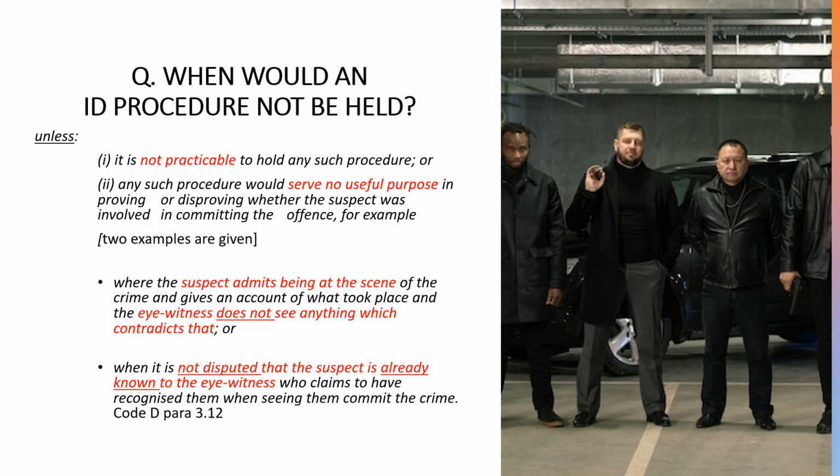Now please pay careful attention to these two examples, where the suspect admits being at the scene of the crime and gives an account of what took place, and the eyewitness does not see anything which contradicts that, or when it is not disputed that the suspect is already known to the eyewitness who claims to have recognized them when seeing them commit the crime, and that's in code D.